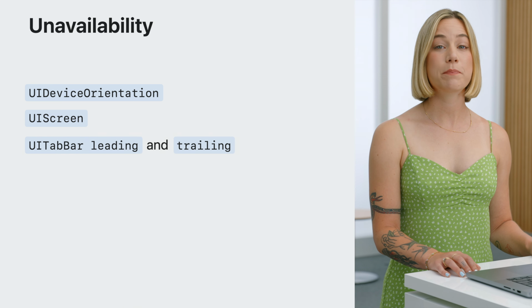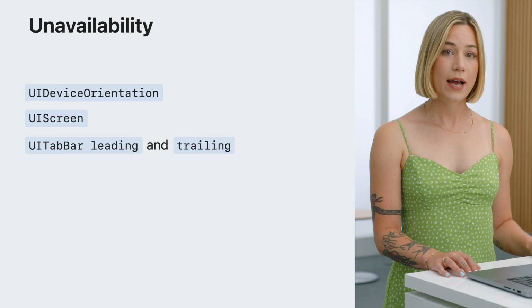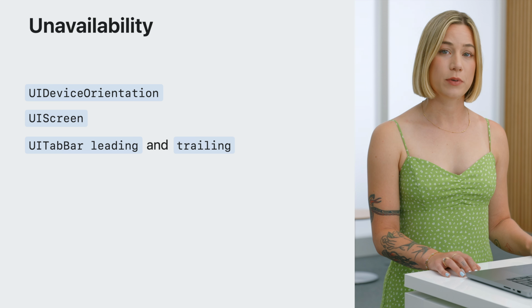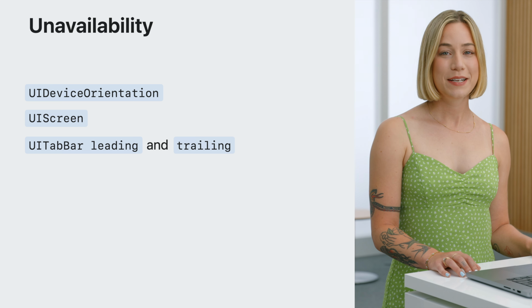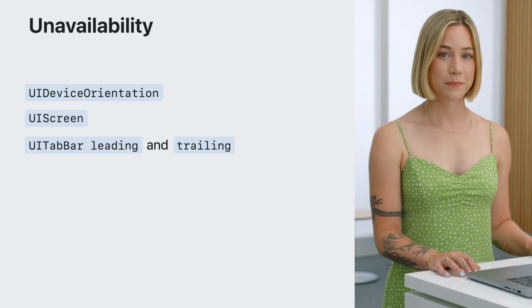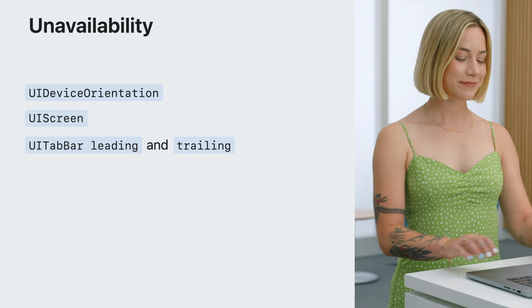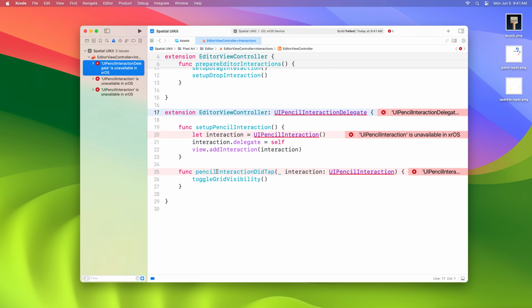And tab bars have a much different design and do not lay out leading to trailing, so its leading accessory view and trailing accessory views are unavailable. These are just 3 examples of APIs that have been marked unavailable because they don't apply, but there are others as well. Please check the documentation for more details. Let's go back to the code now and investigate what may have been the problem. Let's check out the error here. In the Editor View Controller extension, there's a UIPencilInteraction. This device doesn't support Apple Pencil, so this API isn't available on the platform.